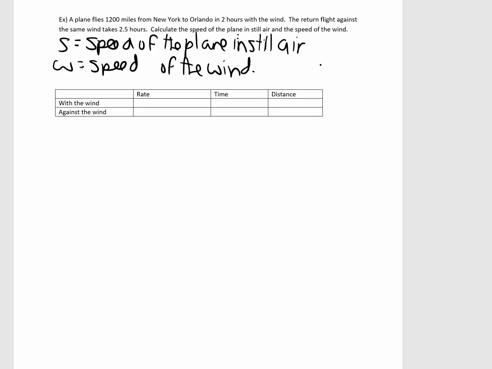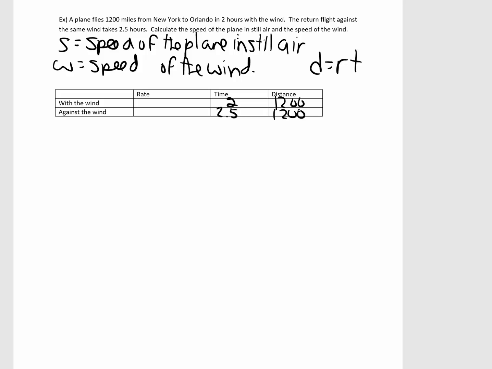Now, remember, distance is equal to rate times time. Okay, I'm going to fill in the times and the distances first. So with the wind, 2 hours, distance 1,200. Against the wind, that is 2.5 and 1,200. Now, let's talk about the rates for each. Let's start with the wind.